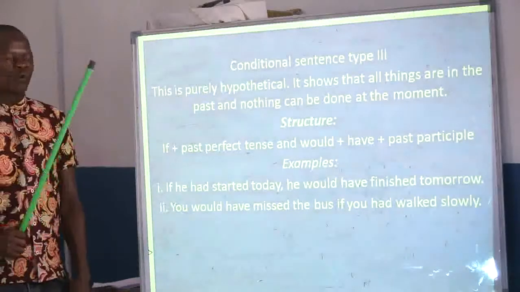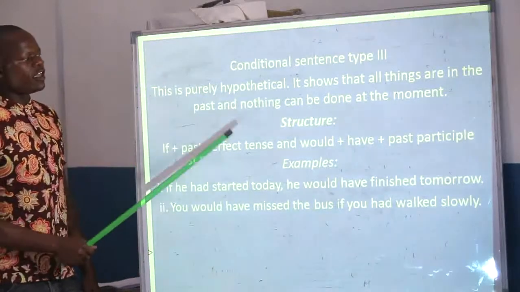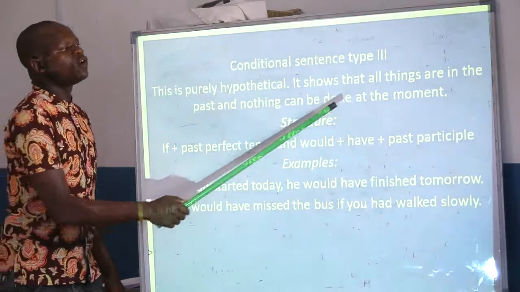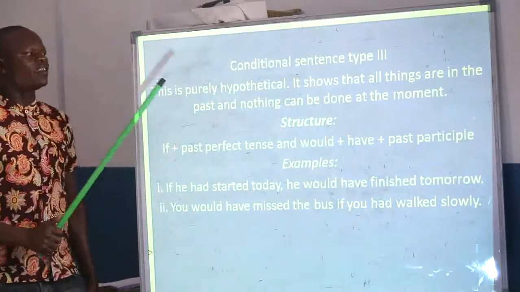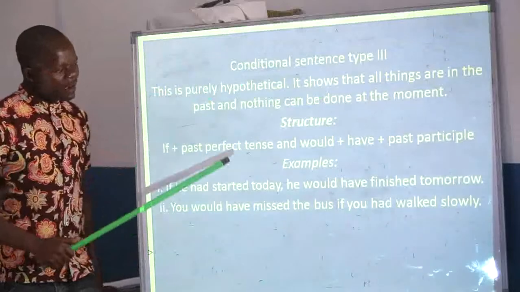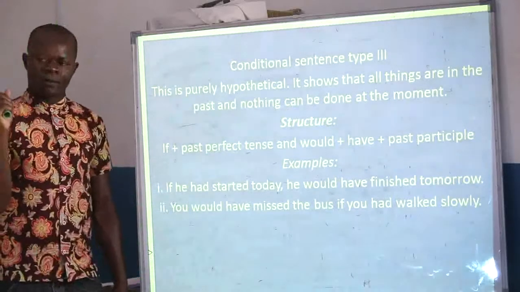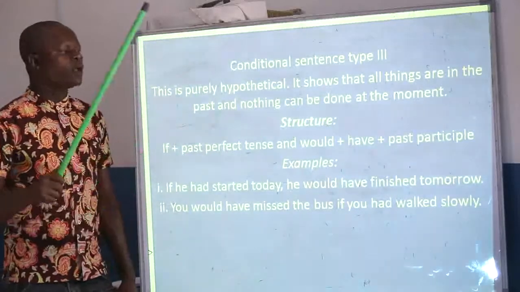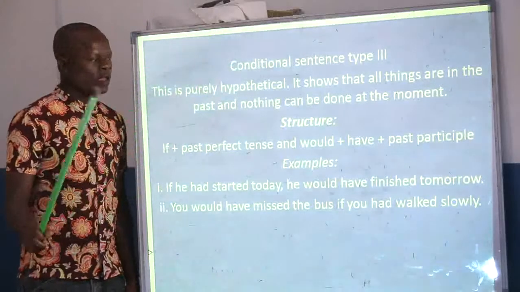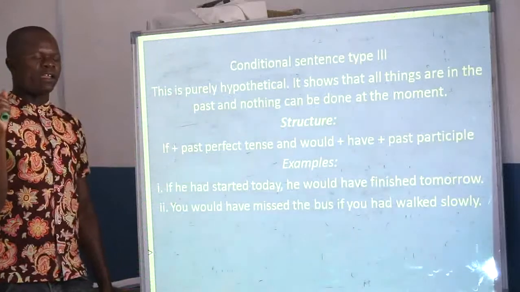Conditional sentence type 3. This is purely hypothetical. Why do we say it is purely hypothetical? It shows that all things are in the past and nothing can be done at the moment. All things that are done here have already happened. So we don't expect anything. You cannot change anything because every activity has been done in the past.